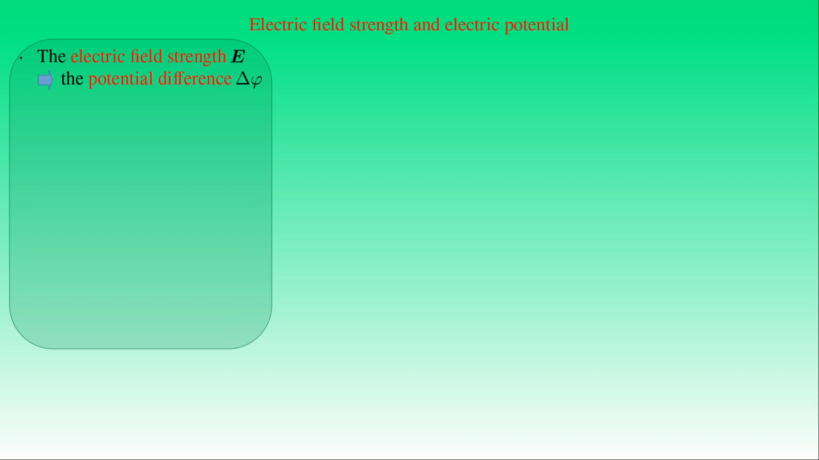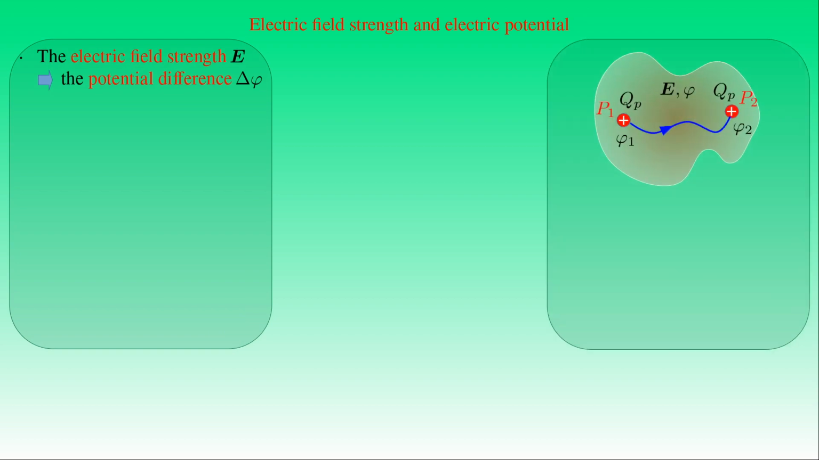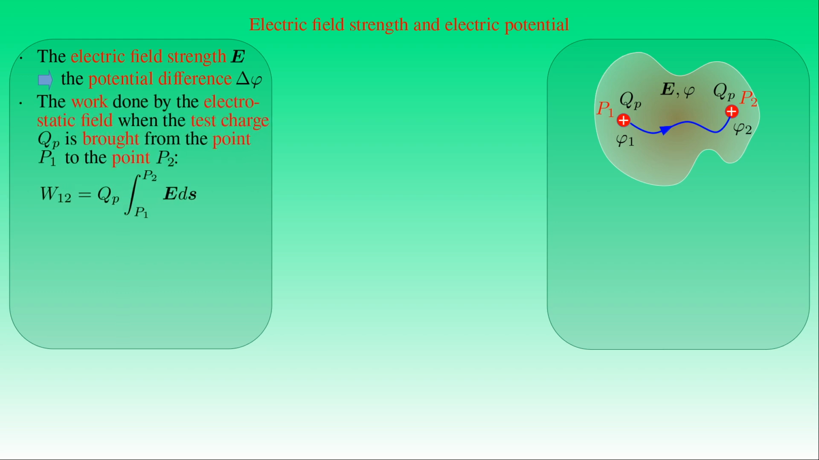We already saw that the work done by the electrostatic field when it brings the test charge QP from the point P1 to the point P2 can be written in two forms. On the one hand, the work W done between the points P1 and P2 is equal to the test charge QP times the line integral of the electric field strength E with respect to the arc length S along an arbitrary curve between the 2 points.